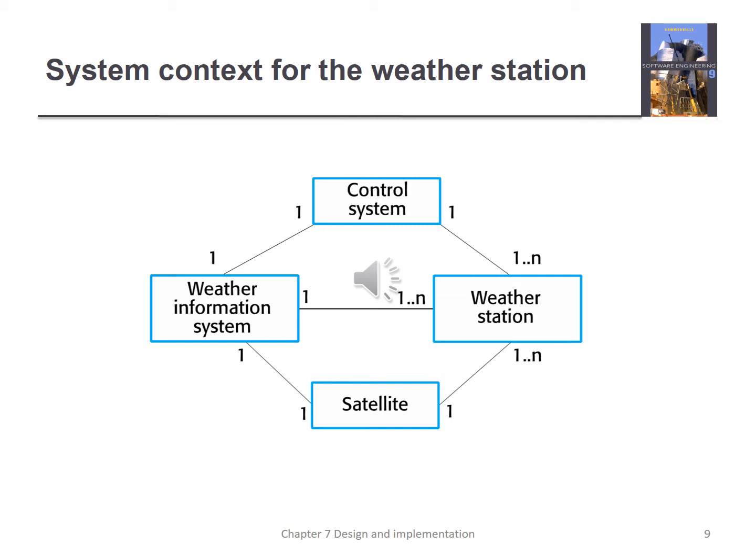So these are four types of systems, and then we set up the relations between them. When you look at the control system and the weather information system, the relation is 1-to-1. But the control system and the weather station, because we could have many different weather stations in the wilderness, have a 1-to-many relation. And the same for the satellite and the control system, etc.